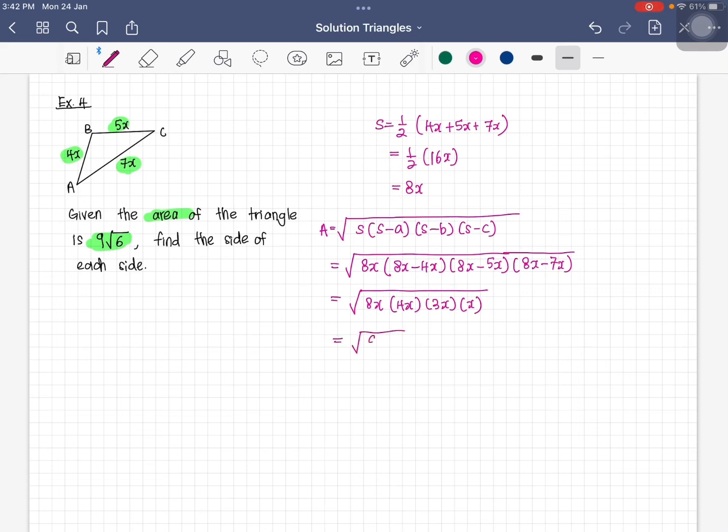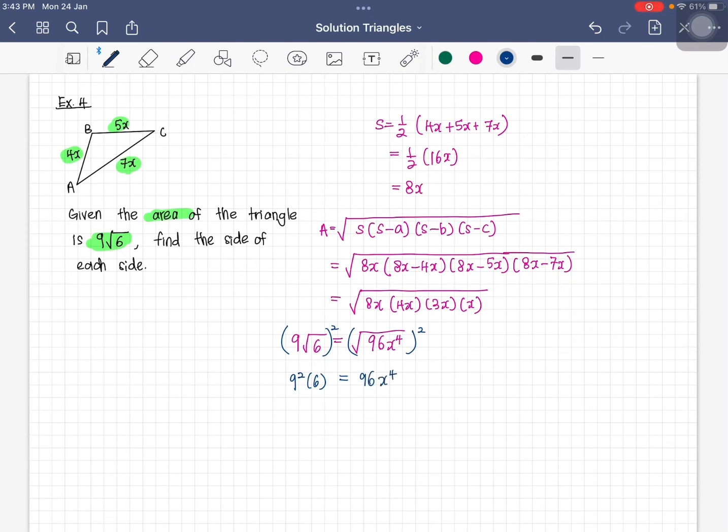Square root of 96x to the power of 4. We try to simplify this. We know that the area is given by 9 square root of 6. So what we should do is take the square on both sides. When I take that square, I've got 9 squared multiplied by 6. So this one should be given by 96x to the power of 4.